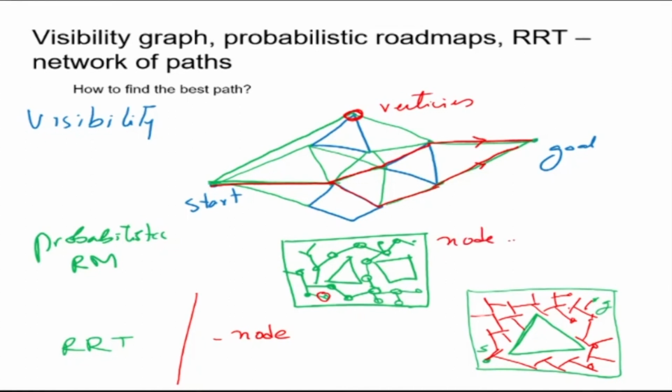And then nodes are connected by what we call paths, pathways, or edges. So let's call them edges. So nodes and edges make a network of paths. We have nodes and we have edges, and this collection of nodes and edges makes up what we call a network of paths or pathways.